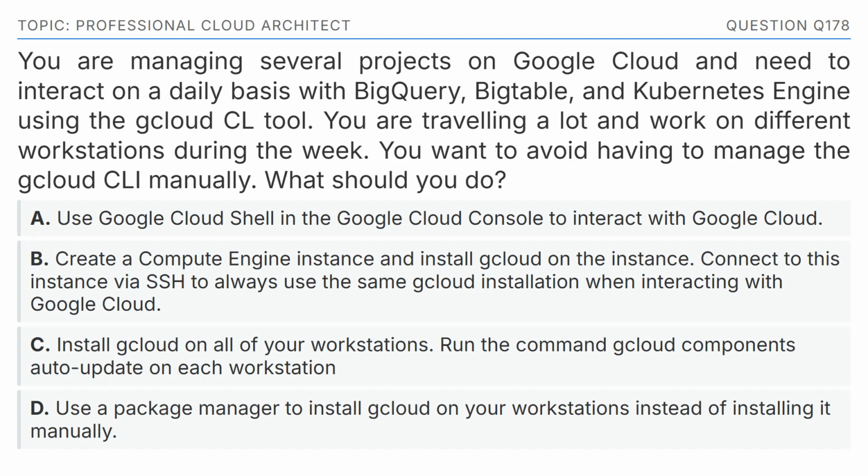Option B, create a Compute Engine instance and install gcloud on the instance. Connect to this instance via SSH to always use the same gcloud installation when interacting with Google Cloud. Option C, install gcloud on all of your workstations. Run the command gcloud components update auto-update on each workstation. Option D, use a package manager to install gcloud on your workstations instead of installing it manually.